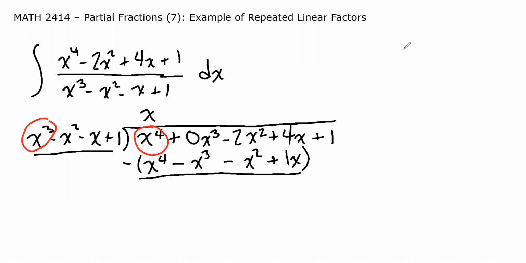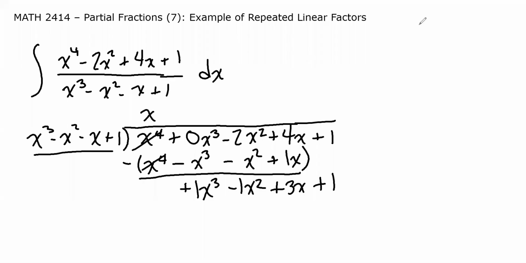Again, if you struggle with long division, let me know. I have some videos from college algebra that go into greater detail. All right, let's subtract. x to the fourth minus x to the fourth cancels. That was the whole purpose of figuring out what goes on top. 0x cubed minus negative x cubed is positive 1x cubed. Remember, we're subtracting. Negative 2x squared minus negative x squared is negative 1x squared. And 4x minus positive 1x is positive 3x. Then bring down the plus 1. And let's do it again.